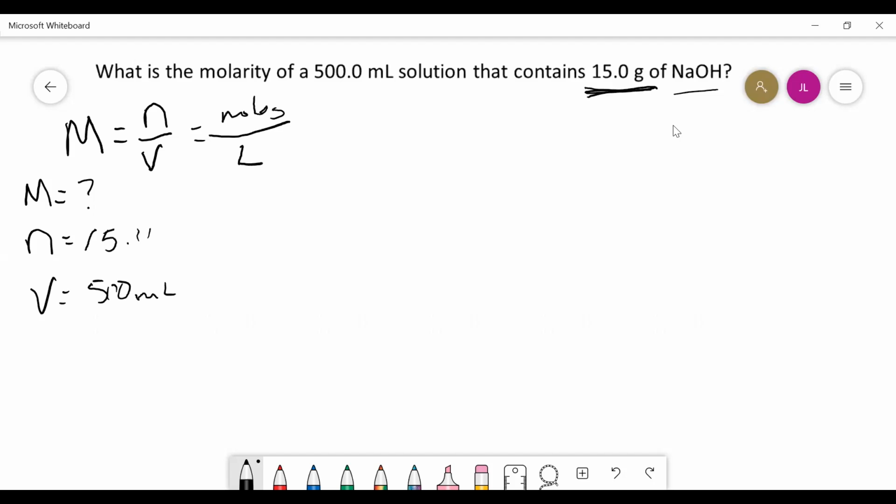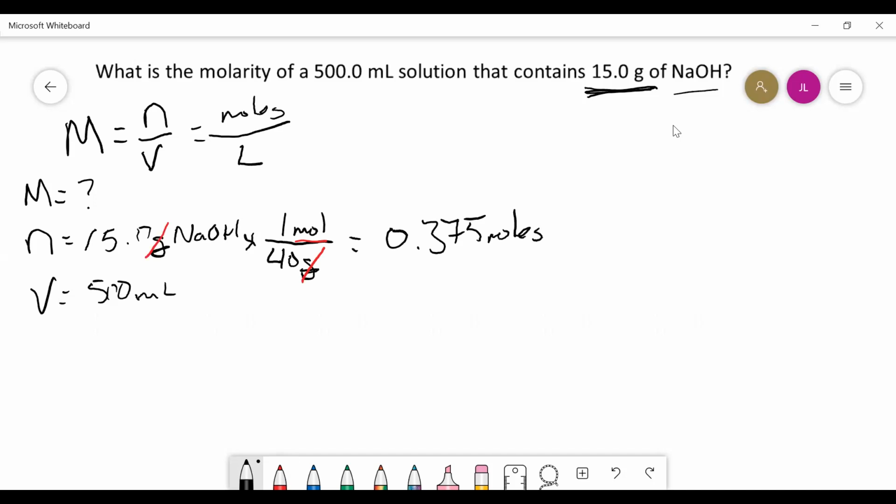So we can write out that we have 15.0 grams of NaOH. Now, we know how to go from grams to moles using molar mass. So let's do a little dimensional analysis here. The molar mass of NaOH happens to be 40 grams per mole. Since I have grams on top and grams on the bottom, these are going to cancel out. We're left with moles, which in this case will give me 0.375 moles.